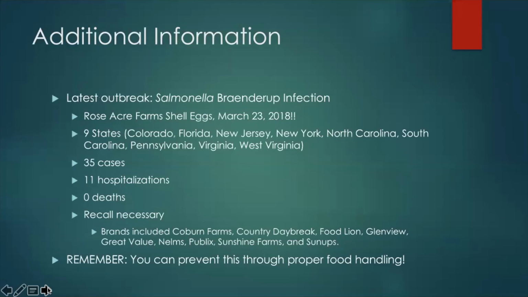A recall on the eggs is necessary. The brands that were using these eggs include Coburn Farms, Country Daybreak, Food Lion, Glenview, Great Value, Nelms, Publix, Sunshine Farms, and Sunups. Remember, even though the eggs were carrying the bacteria, you can prevent yourself and those in your house from getting salmonella through proper food handling.